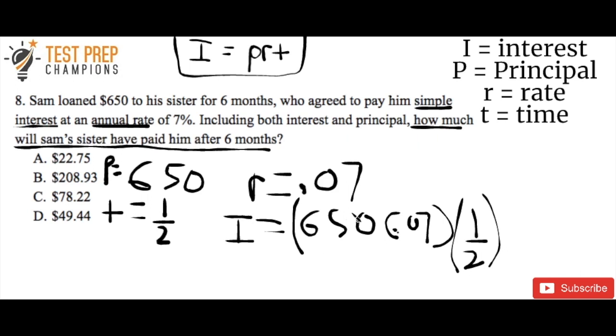All right, so in your calculator, you would just do 650 times 0.07, and then divide by 2, and that's going to give us 22.75, so answer A is the correct answer.